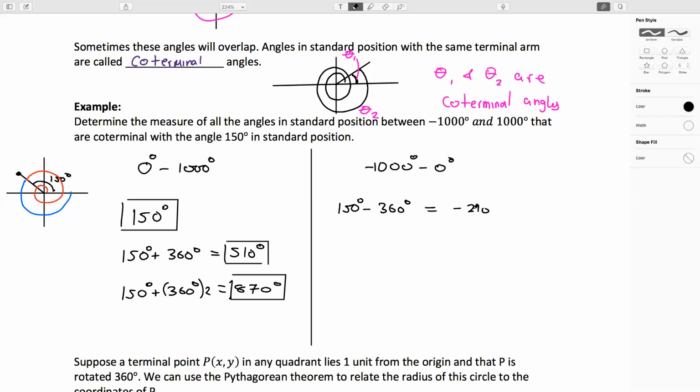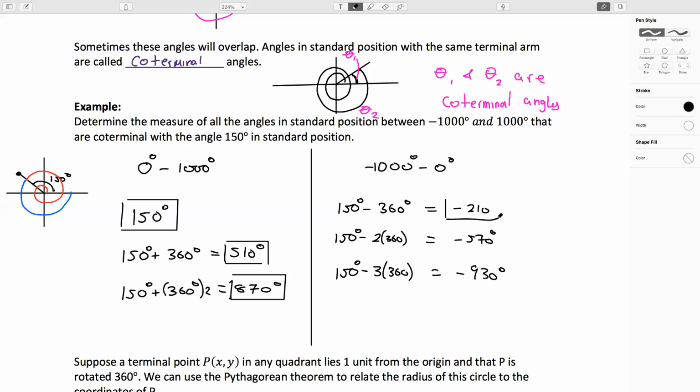Again, we can do the same thing, but we can subtract 360 twice. So 150 minus 2 times 360, which is negative 570. I think we still have room to do this one more time. So we can subtract 360 again, 150 degrees minus 3 times 360. And that gets us to negative 930 degrees.